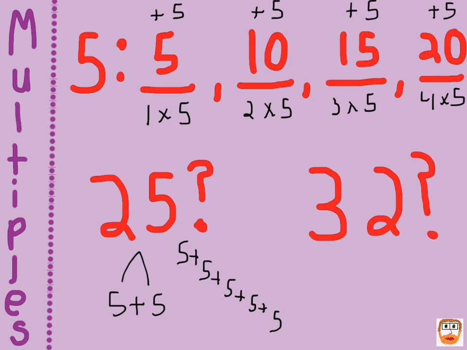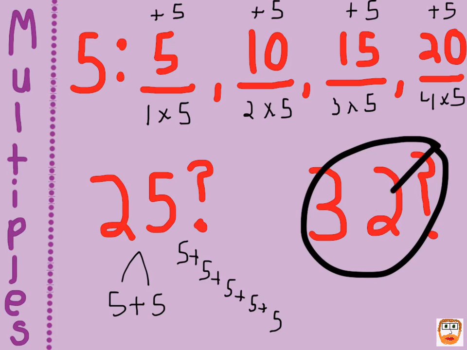But let's take a look at another number. 32. Well, after 25, the next number would be 30. And the next number would be 35. So 32 is not a multiple of 5 because it's not in that sequence or pattern.